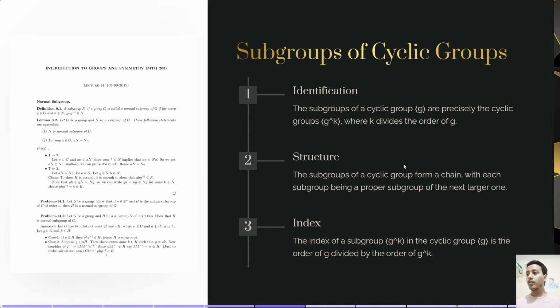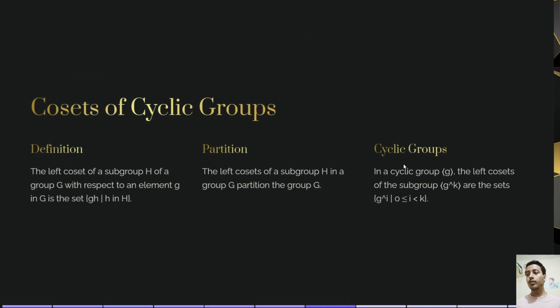Cosets of cyclic groups. First, definition: the left coset of a subgroup H of a group G, for an element g in G, is the set gH, where h is in H. Partition: the left cosets of a subgroup H in a group G form a partition of the group G. In a cyclic group, the left cosets of a subgroup ⟨g^k⟩ are the sets g^i⟨g^k⟩ for 0 ≤ i < k.